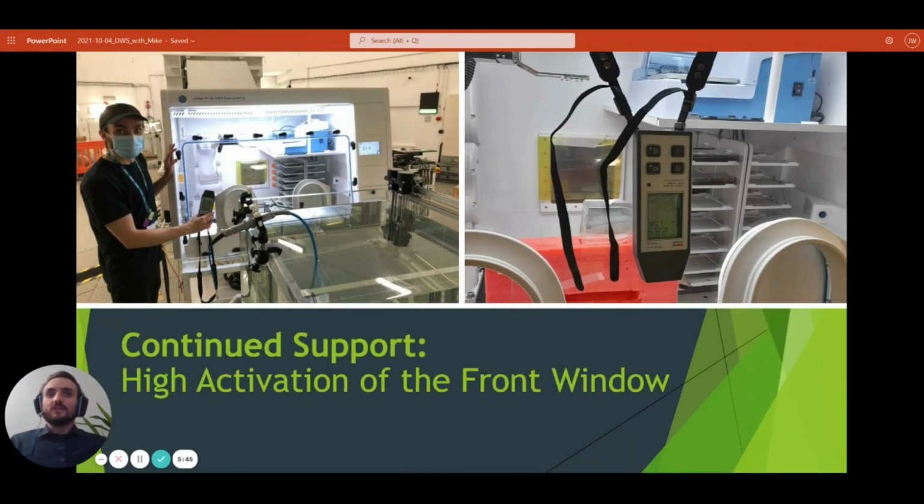Another aspect that I wanted to highlight was Don Whitley's continued support of us. So after we initially took the end station in, we did some initial tests. We noticed that the front plate, this quite thick perspex, gets really activated. Our limit is 7.5 microsieverts for handling it. You can see there it's already 29 point something microsieverts per hour, and you can see the sort of surprise on my face.